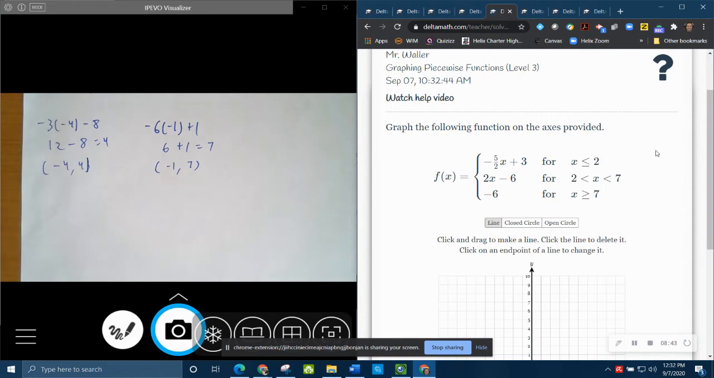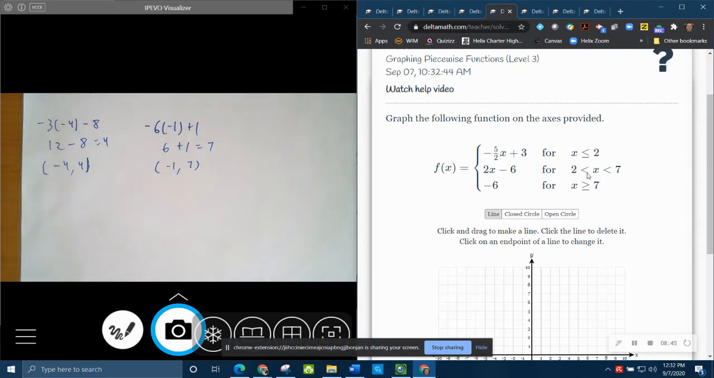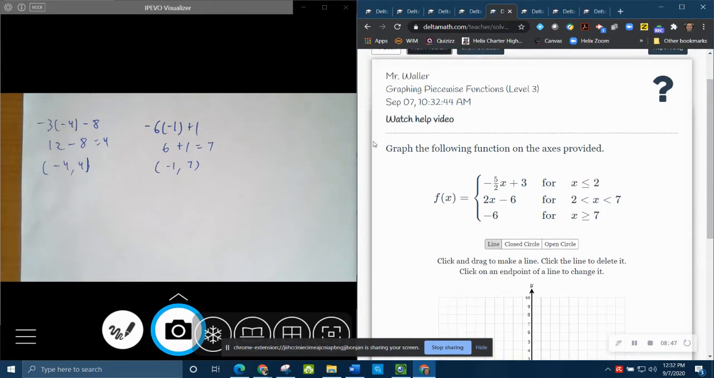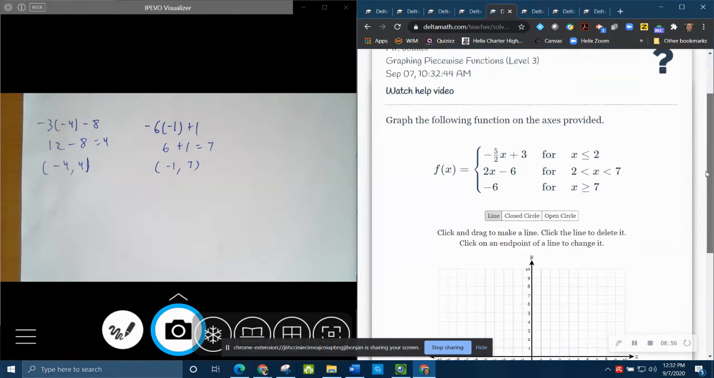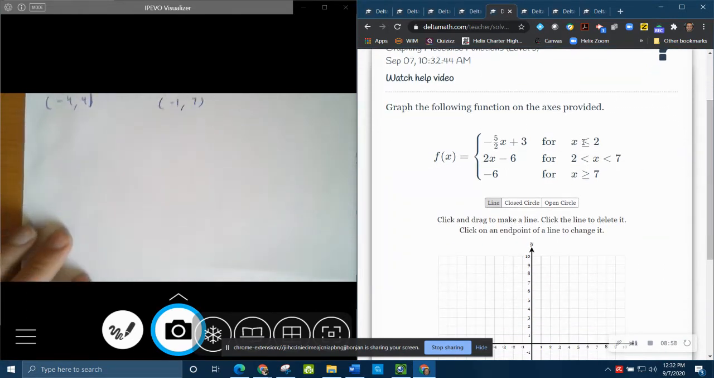Okay. So now let's try one that has 3 different pieces here. Now, one thing just to point out, if you're ever not sure what you're doing, there's a link right here that says Watch Help Video. You can always click this, and they've got some more examples for you. Okay. All right, so let's take a look at this.